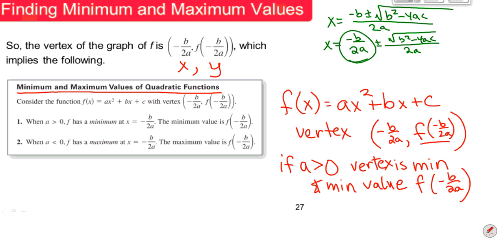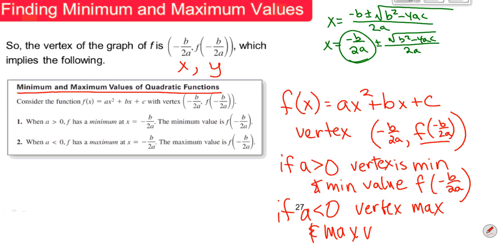And then the other case, if a is less than 0, the vertex is a maximum, and the maximum value is the y value, f of negative b over 2a, and it happens at x equals negative b over 2a. So just some clarification. If you need to pause to write a little more, go ahead. One of the reasons I write it is it slows me down.